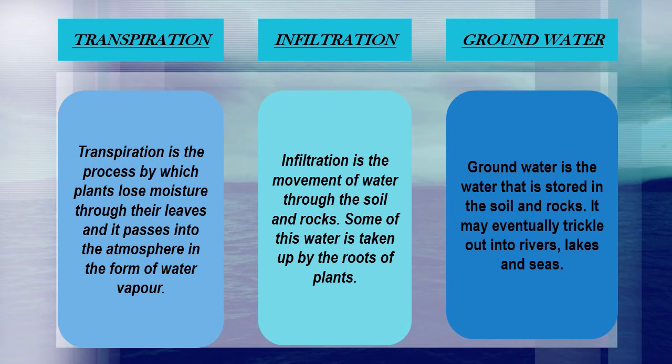First is transpiration, which is a process by which plants lose their moisture. The moisture of the plants is lost through their leaves, and after that it passes into the atmosphere by converting into water vapor. The second is infiltration. It is the movement of water through the soil and rocks, and some of the water is taken up by the roots of the plants. And last but not the least is groundwater, which is the part of water that is stored in the soil and rocks, which flows into waters, lakes or rivers.